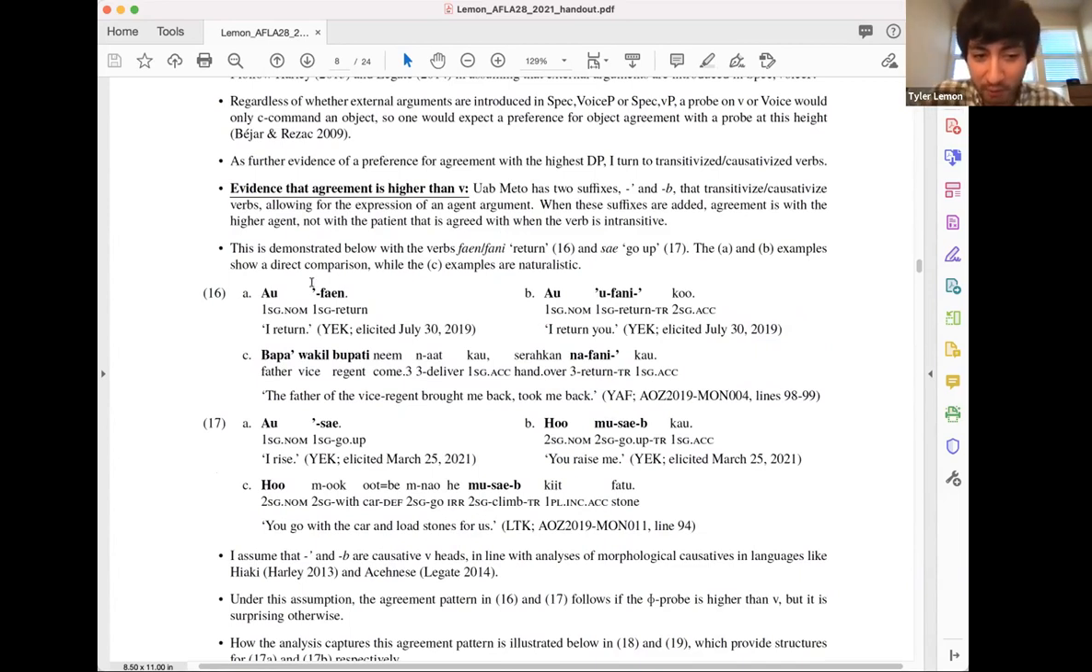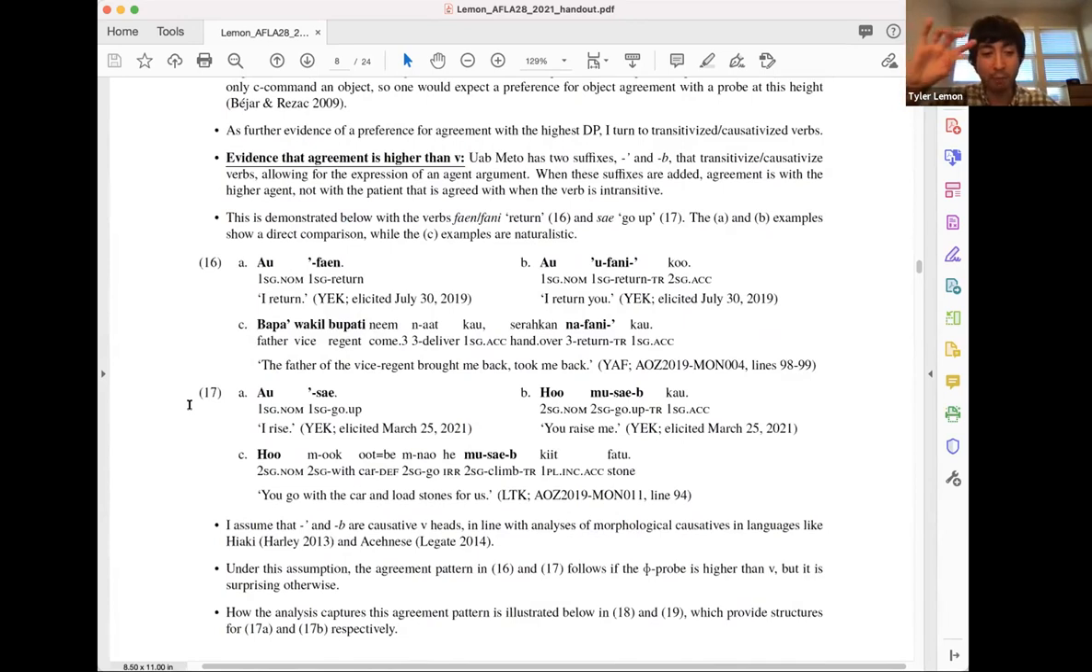So here are two verbs below that demonstrate this. Take outfayan, "I return," so probably an unaccusative. You can transitivize this one with the glottal stop, so you get "out ufaniko," I return you, and you notice you're agreeing with the external argument here rather than the internal one. A similar example can be shown with outsae, "I rise," versus "homusayab cow," you raise me. Ow and cow here are presumably both internal arguments. When you transitivize the verb, it switches from agreeing with the internal argument to agreeing with the external argument.